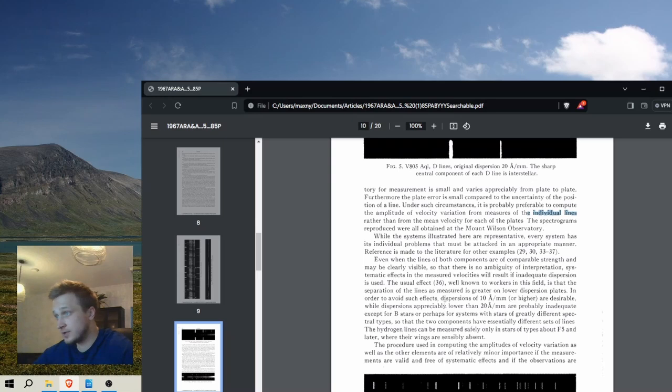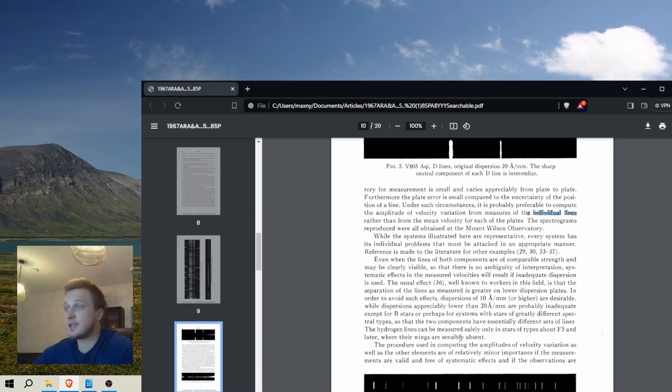In order to avoid such effects, dispersions of 10 angstrom per millimeter or higher are desirable, while dispersions appreciably lower than 20 angstrom per millimeter are probably inadequate except for B stars or perhaps for systems with stars of greatly different spectral types. Okay, so you can distinguish them, so that the two components have essentially different sets of lines.